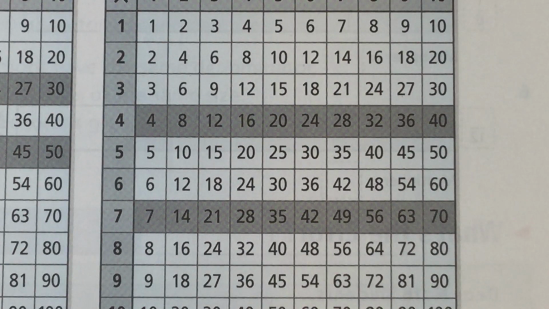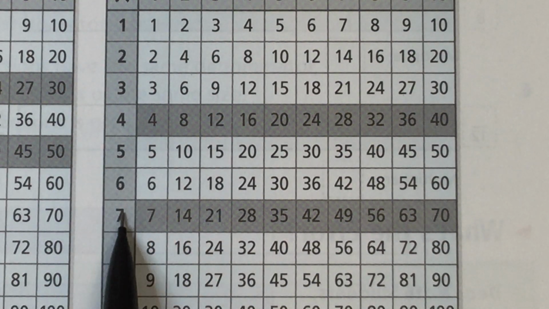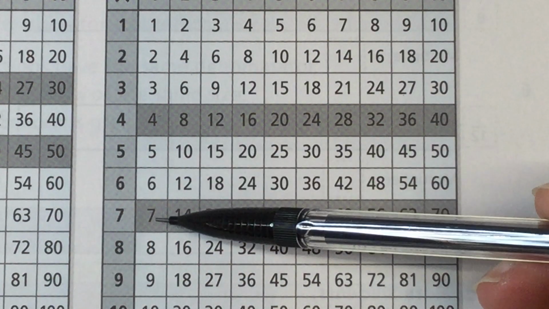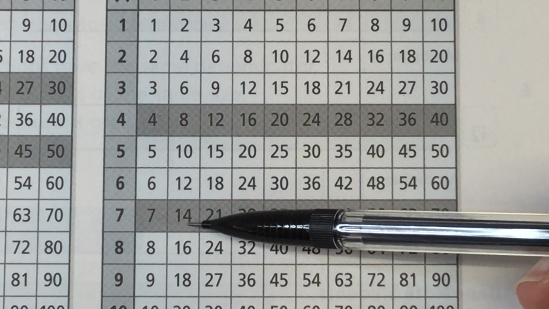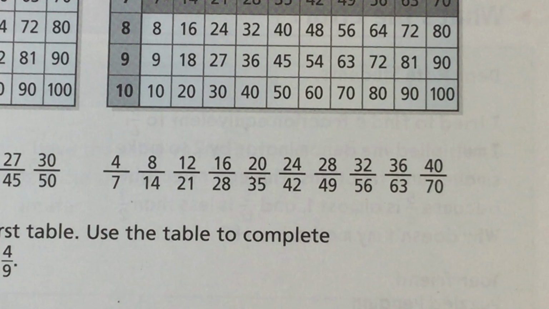Here's another example, just using different rows. So instead of using our 3s and our 5s, they're using the 4s and 7s. 4/7 is equivalent to 8/14, etc. And they have all the fractions down there listed. So remembering that these fractions are all equal to each other.